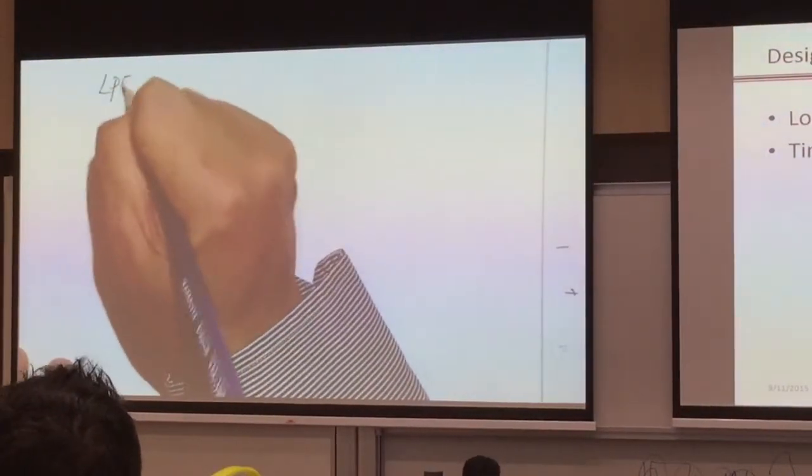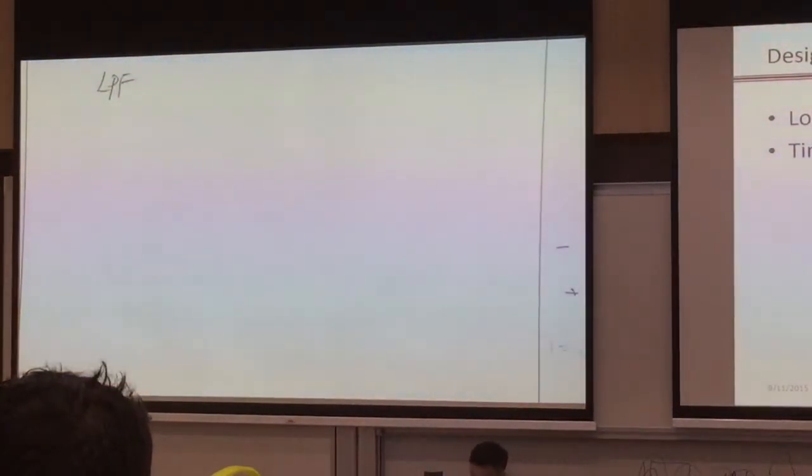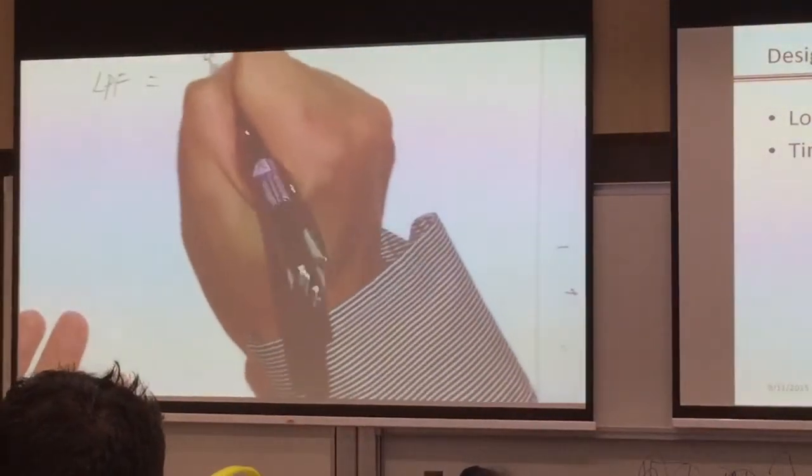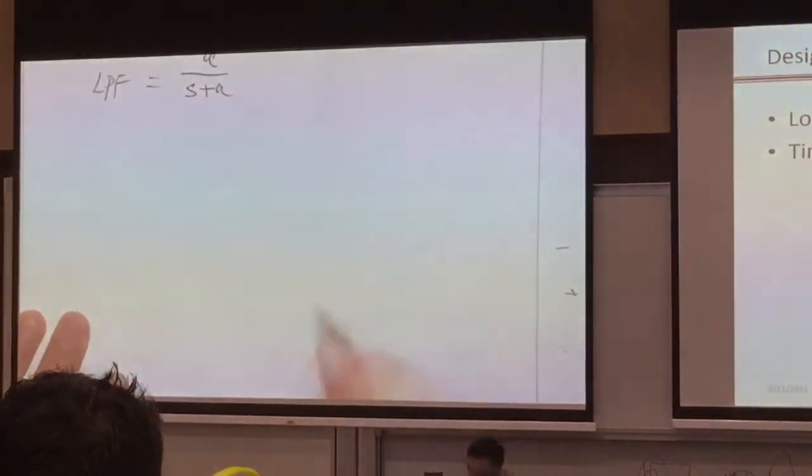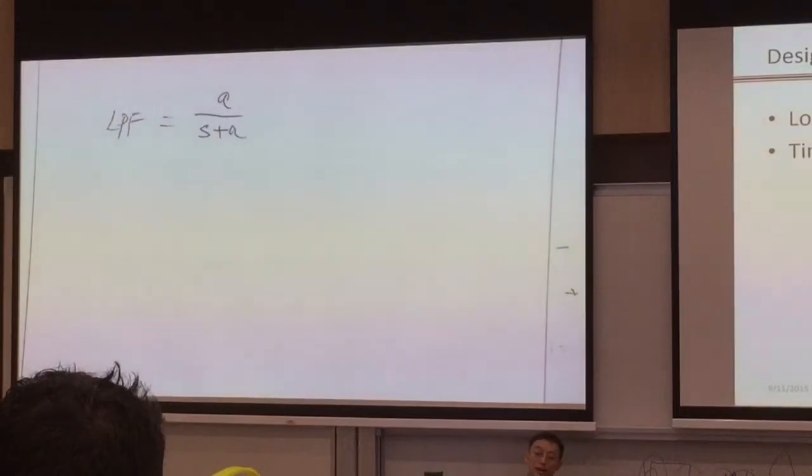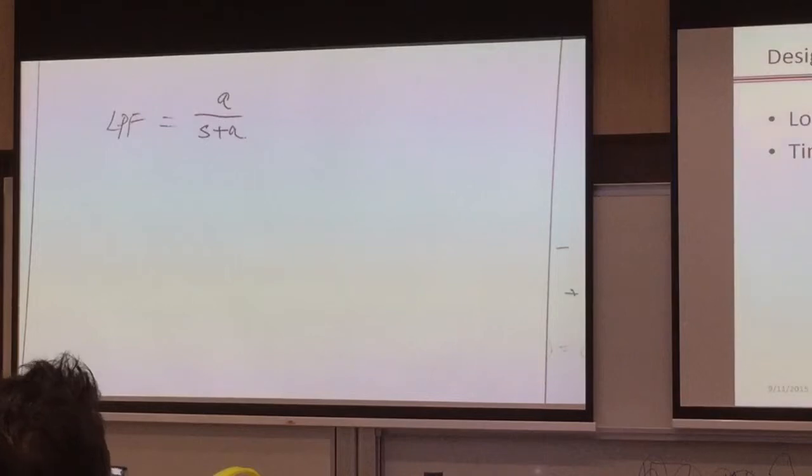So we have a low pass filter, which is A divided by S plus A. So what does this one mean? What does this low pass filter mean? What is A?